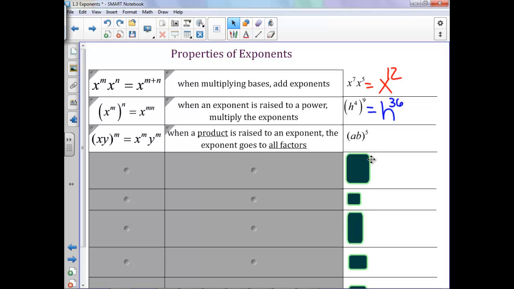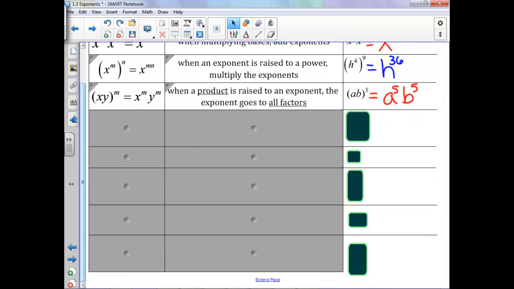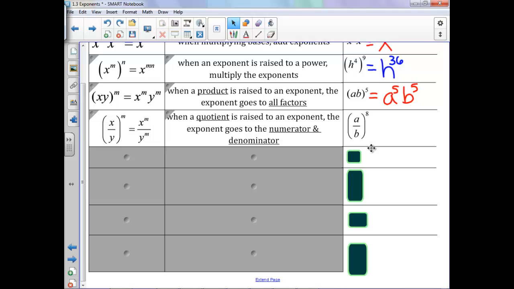When you have a product raised to an exponent, that exponent actually is going to go to both factors or all of the factors in there. So this quantity ab to the 5th is just a to the 5th, b to the 5th. And these are all just ways to simplify exponents. When you have a quotient raised to the exponent, it's the same idea as above. That exponent goes to both numerator and denominator. So this will be a to the 8th over b to the 8th.